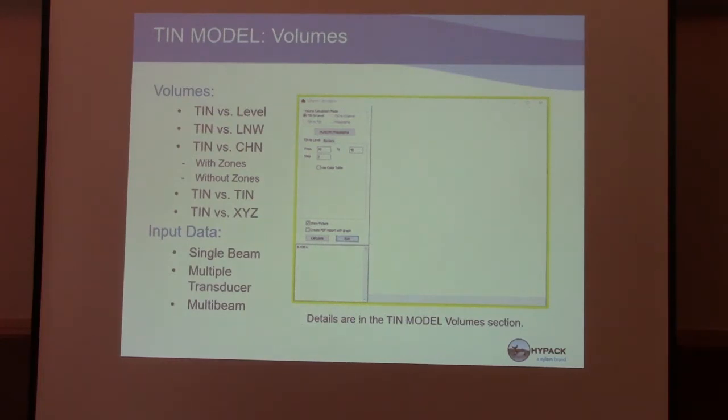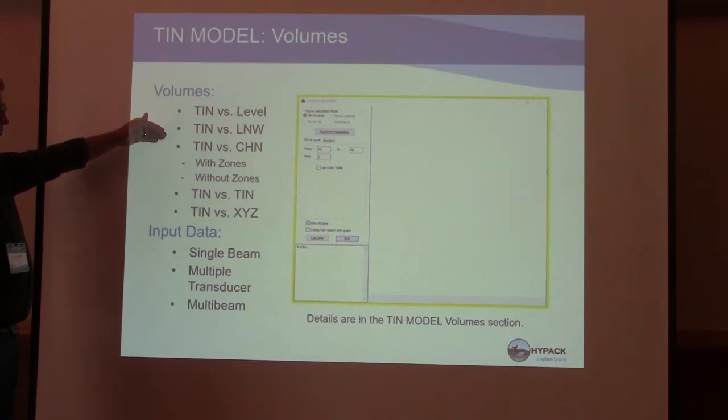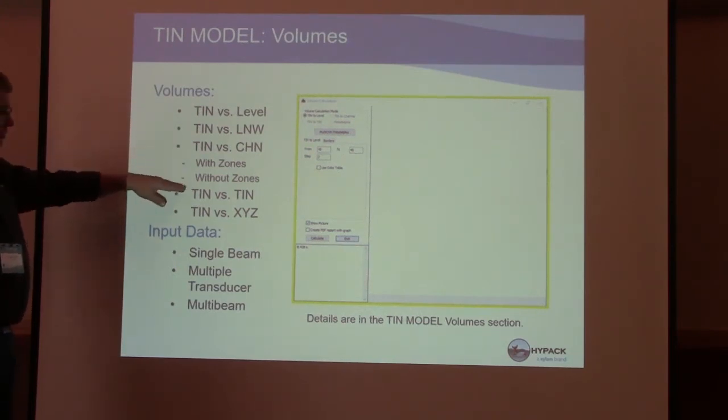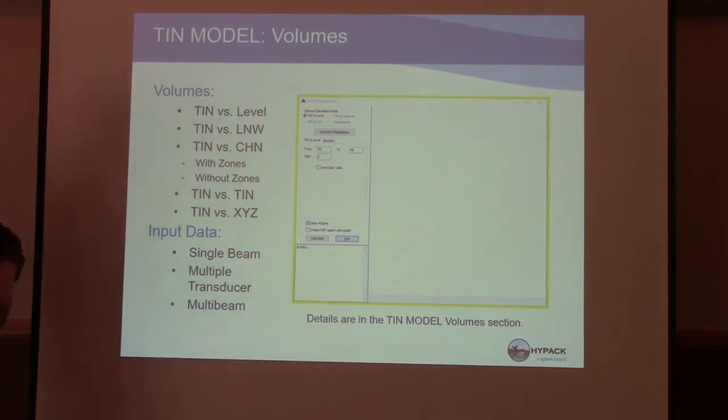Tin model allows you to do volumes in a bunch of different ways. You can do tin versus level, tin versus LNW, or tin versus channel. The channel can be with or without zones. Or tin versus tin, and tin versus XYZ, which is basically tin versus tin. Everyone know what a tin versus tin is?